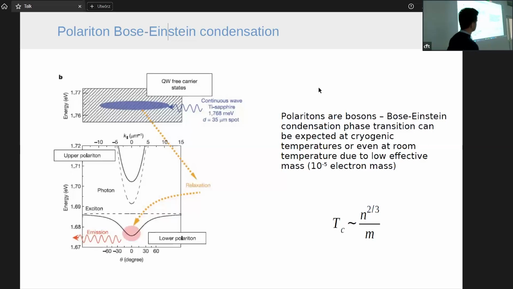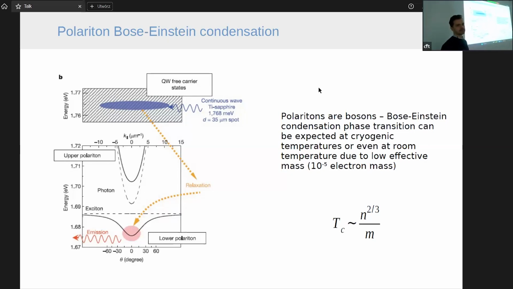Okay, so another thing: because the polaritons are in good approximation bosons, they can undergo Bose-Einstein condensation. By pumping particles to high density, we can achieve a transition where most of the particles are in the ground state of this parabolic dispersion of the lower polariton. This allows us to achieve condensation of bosons even at room temperature, which is much higher than, for example, in atomic gas.